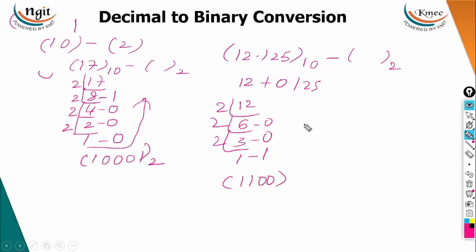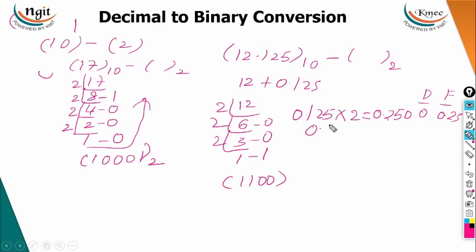Now 0.125 is left. So what can be done? I will take this 0.125 and multiply it with the required base, that is 2. So what am I going to get when I multiply? I am going to get 0.250. Now in this I am going to separate two things: one is the integer part and the other is the fractional part. Here the integer part is 0, fractional is 0.25.